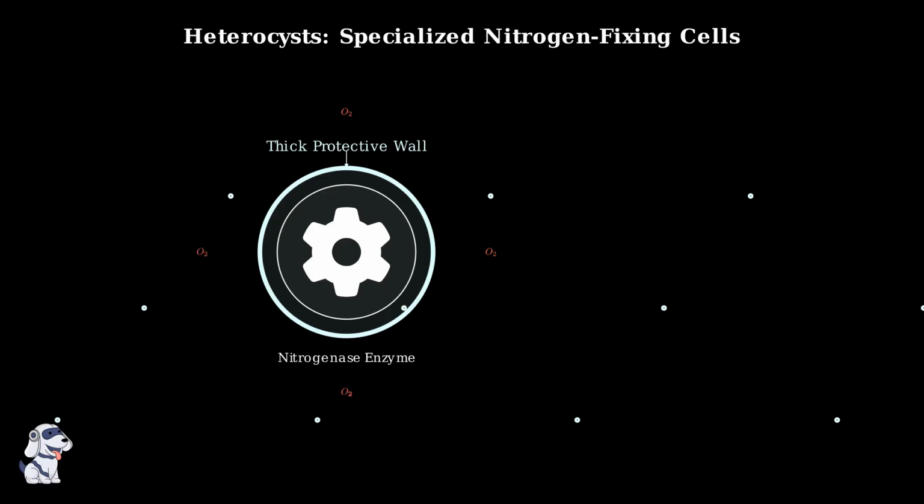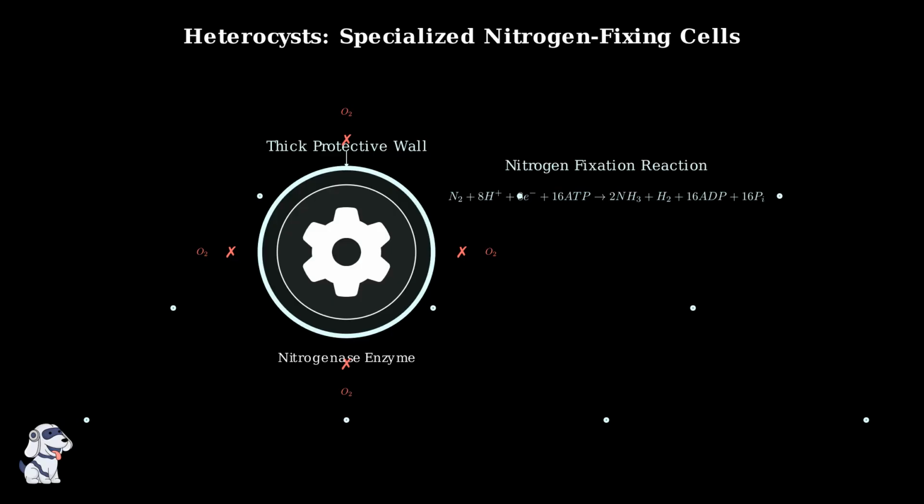Here's the critical problem. Nitrogenase is extremely sensitive to oxygen. Even small amounts of oxygen will permanently damage this enzyme and stop nitrogen fixation. The thick wall of the heterocyst creates an oxygen-free environment inside. This allows nitrogenase to work safely and efficiently convert nitrogen gas into ammonia.